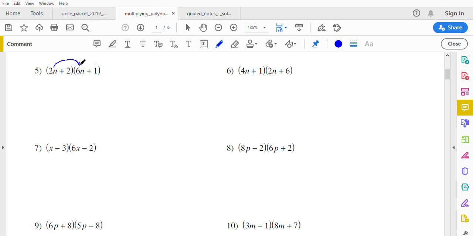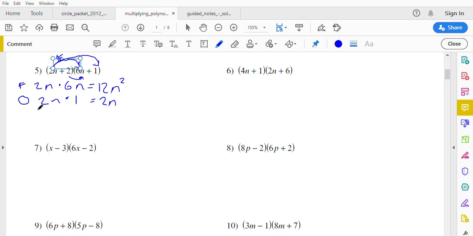This is going to be firsts, right? So the first term here is 2n, and the first term here is 6n. So that's 2n times 6n, which will be 12n squared. Next one will be FOIL, F-O-I-L. So that's going to be the outer ones. So the first one and the last one, so the ones all the way on the outside. 2n times 1 is, well, anything times 1 is just itself. Okay?